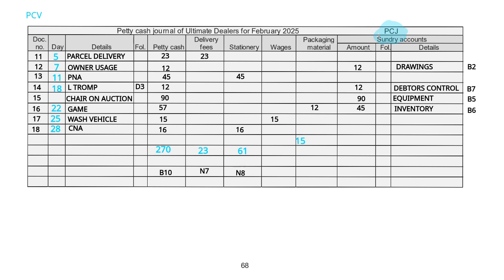Wages only had one entry of 15. Wages is N6. Packing material, the total was 12. Also only one entry, and it's N10 in our general ledger. And then if we add up our sundries, we get 159. We have now completed our petty cash journal.